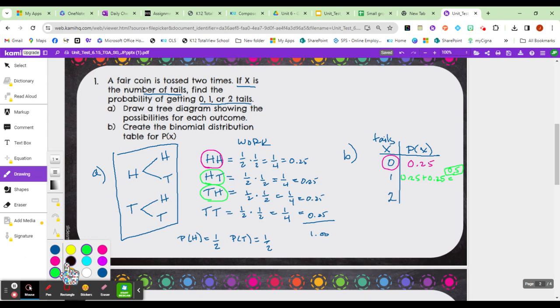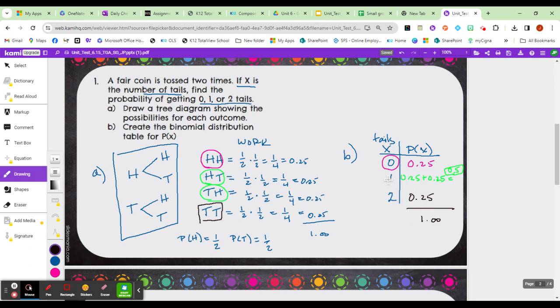And then the last one is 2 tails. And 2 tails is only going to happen once, and so that's going to be 0.25. So for 0 tails, it's 0.25. For 1 tail, it's 0.5. And for 2 tails, it's 0.25. And if I add all these up, I should also get 1.00. And that's just a double check there.